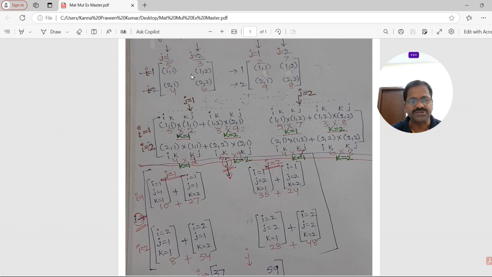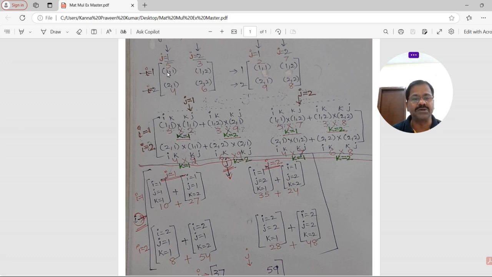For the sake of easy understanding, I have taken 2 by 2 matrices. In each matrix, rows are referred to by I, columns are referred to by J. Ith row, jth column. Here 2 rows and 2 columns in the A matrix, 2 rows and 2 columns in the B matrix. I is 1, I is 2 for rows, J is 1, J is 2 for columns of the A matrix. For the B matrix also, we take it similar to the A matrix.